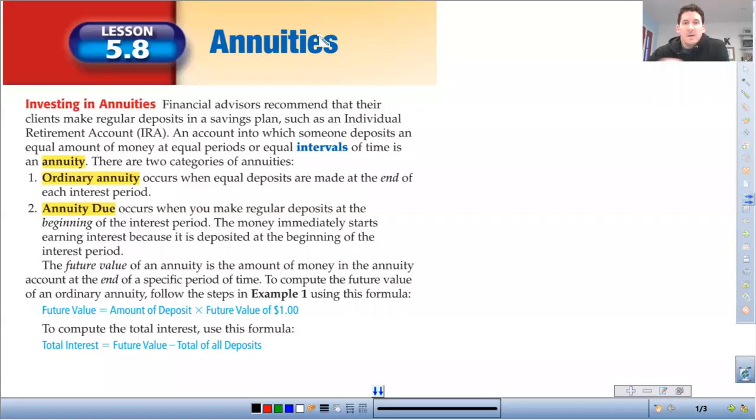All right, financial math. Today we're talking about annuities. This is our last lesson on savings accounts. Annuities, what you need to know about annuities for today.